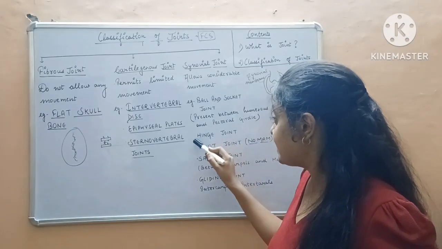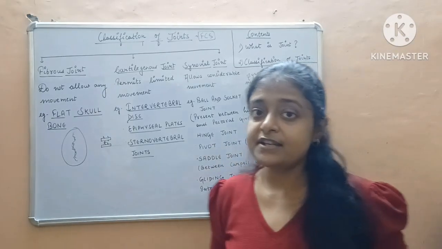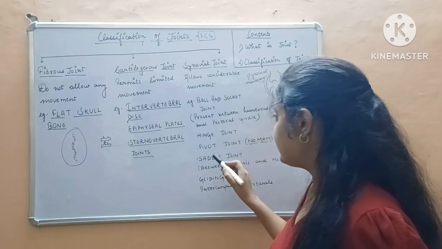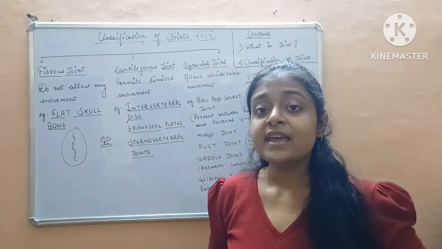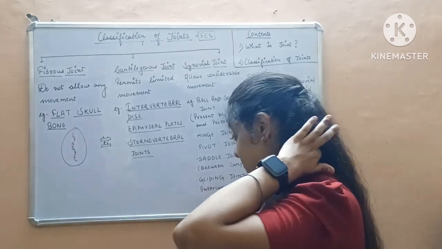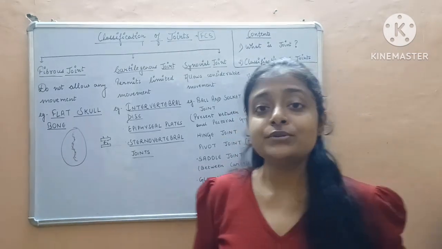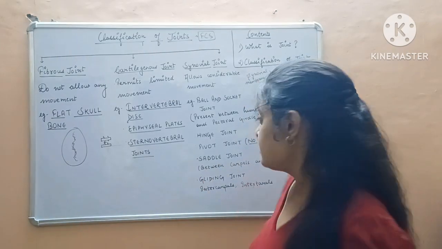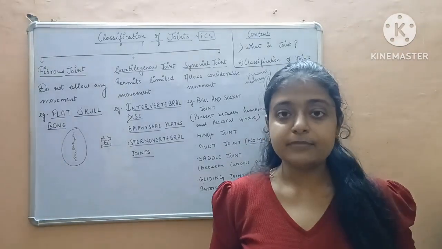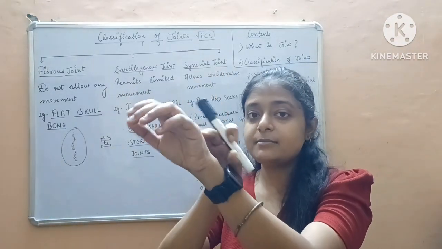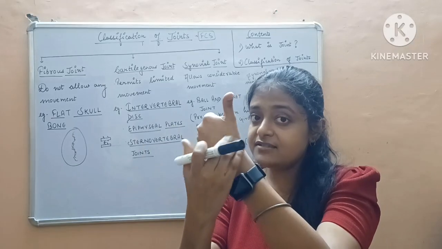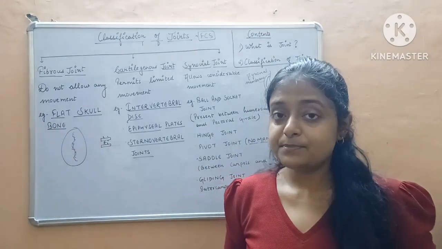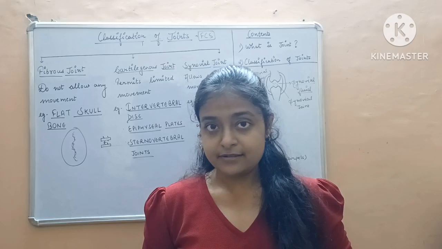The second one is the hinge joint. The hinge joint is present at our elbow region and in our knee region. The third one is the pivot joint, which is present between the atlas and axis. Here is a pivot joint, which allows you to say no, ma'am. The fourth one is the saddle joint. The saddle joint is between the carpals and metacarpals. Here are the carpals and here are the metacarpals. This region is a saddle joint. The next one is the gliding joint, which is present between the intercarpals and intertarsals.